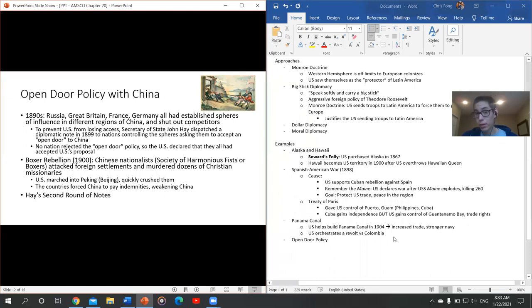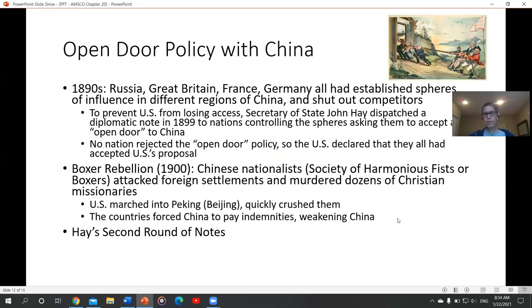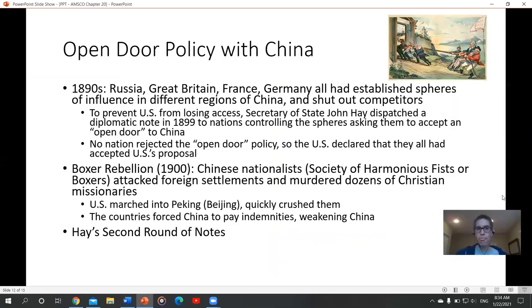The last example of imperialism, of American imperialism, is in Asia. And this is going to be much more economic imperialism rather than military imperialism. The open door policy with China, very long story short, I'll project all of these slides, but I'm just going to summarize it. Very long story short, a bunch of European countries, Russia, England, France, Germany, they all had their spheres of influence in different regions of China.